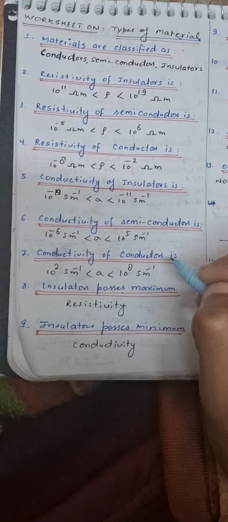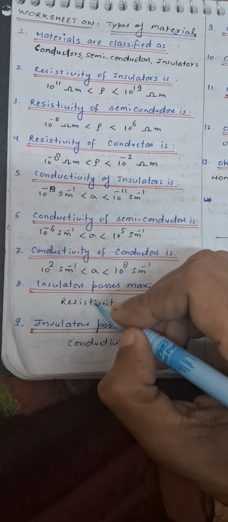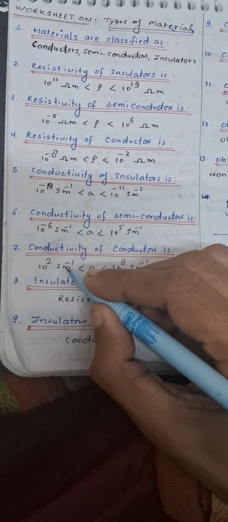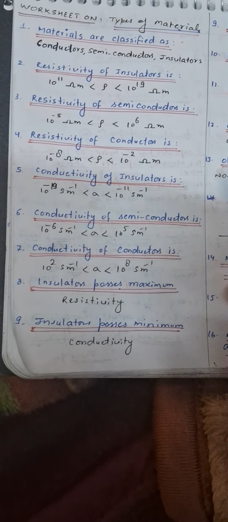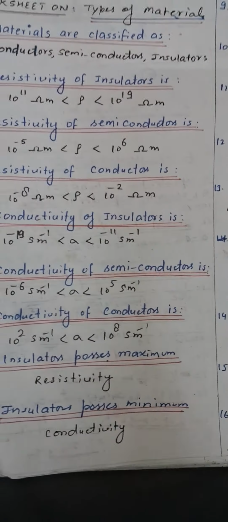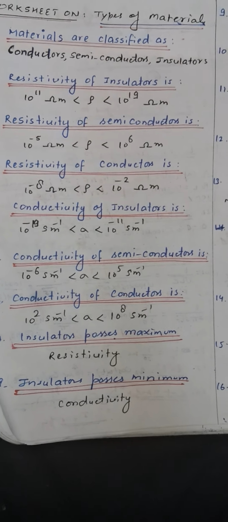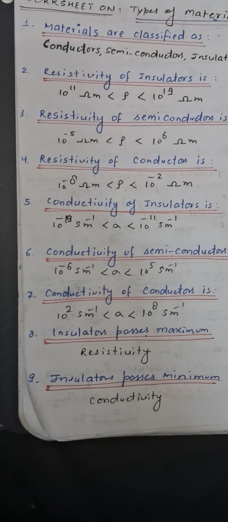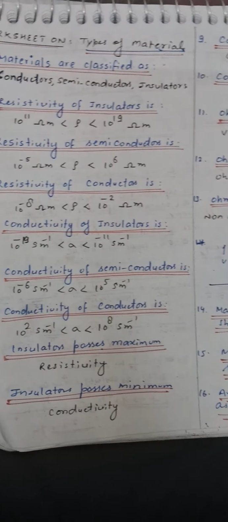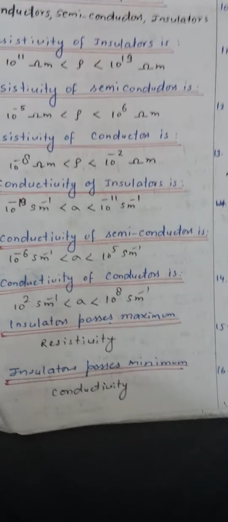Next is conductivity of conductors, which lies between 10^2 Siemens per meter to 10^8 Siemens per meter. Next here is insulators possess maximum: they possess maximum resistivity. Next question is insulators possess minimum: conductivity is minimum for insulators.